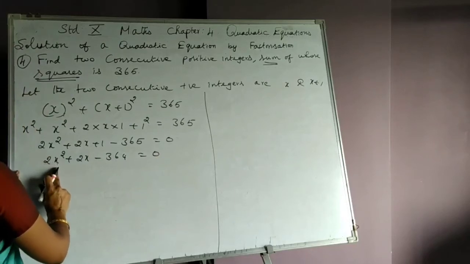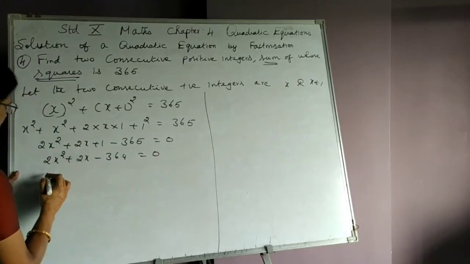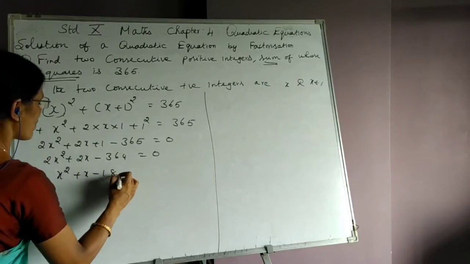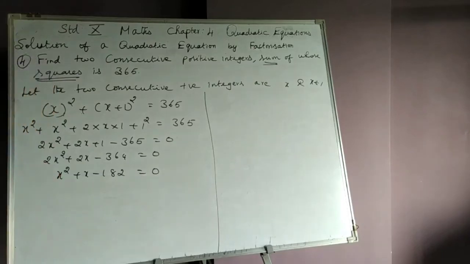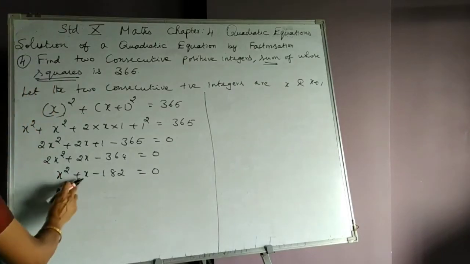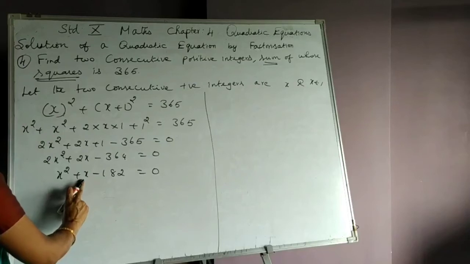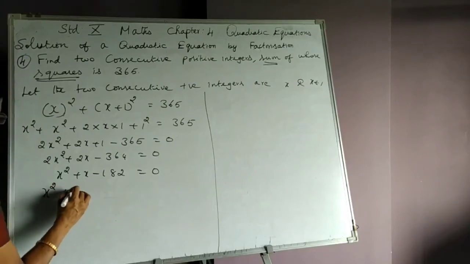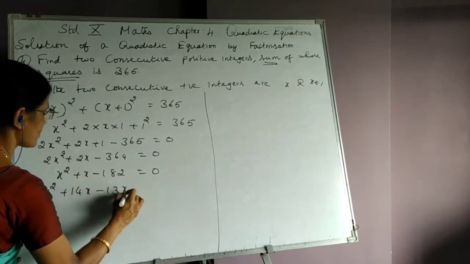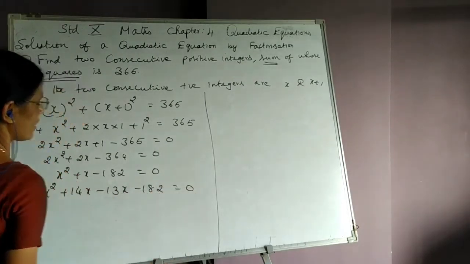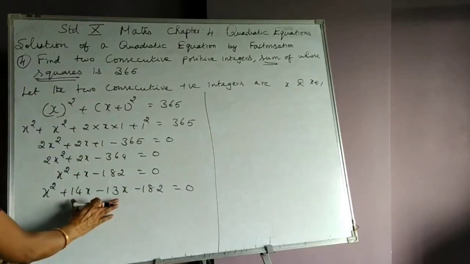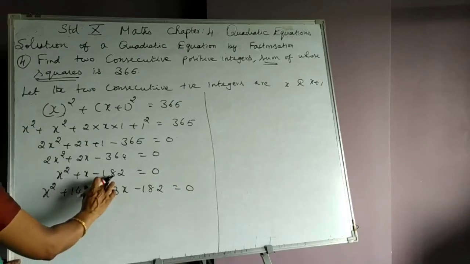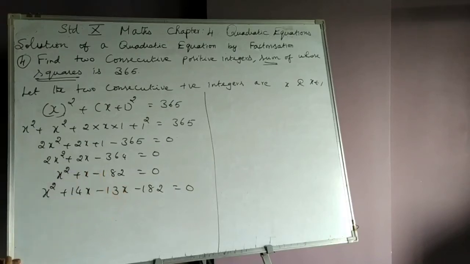This can be reduced by dividing each and every term by 2. So dividing by 2, we get x square plus x minus 182 equal to 0. So we have to identify two numbers whose sum is plus 1 and whose product is minus 182. The numbers are x square plus 14x minus 13x minus 182 equal to 0. If we add these two numbers, we get plus 1x. Multiply these two, we get 1 into 182, and the result becomes minus 182.